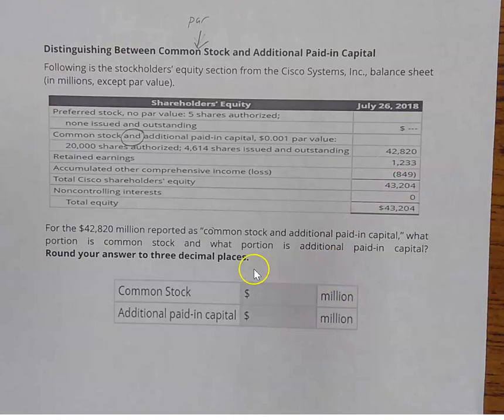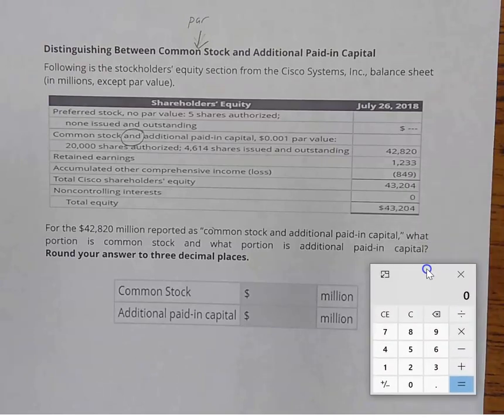We've got a lot of other information here that we really don't need to answer this question. It says, for the 42,820 million reported as common stock and additional paid-in capital, what portion is common stock and what portion is additional paid-in capital? Very good. All we have to do to figure this out is take the number of shares, and we can actually use 4614 because they put the million there for us. We're going to multiply it by 0.001, taking this decimal by decimal so we don't have any mistakes.